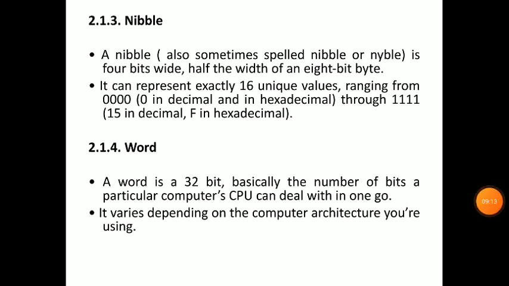A word is 32-bit, basically the number of bits a particular computer CPU can deal with in one go. It varies depending on the computer architecture you are using. Generally, in the real world, if you have a laptop at home, you see the configuration, that is Windows X32 or Windows X64 bit.